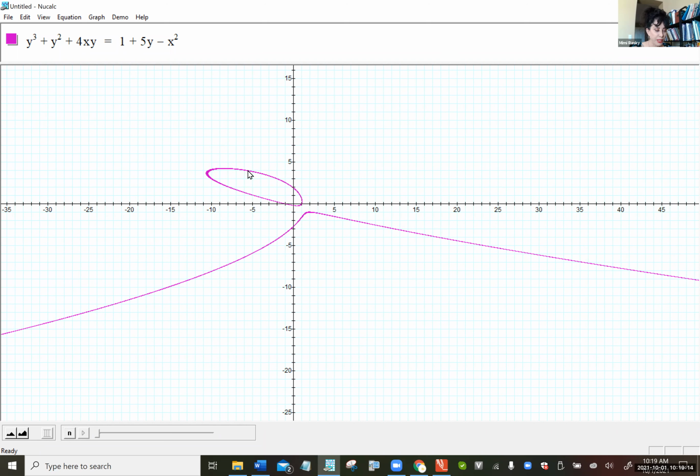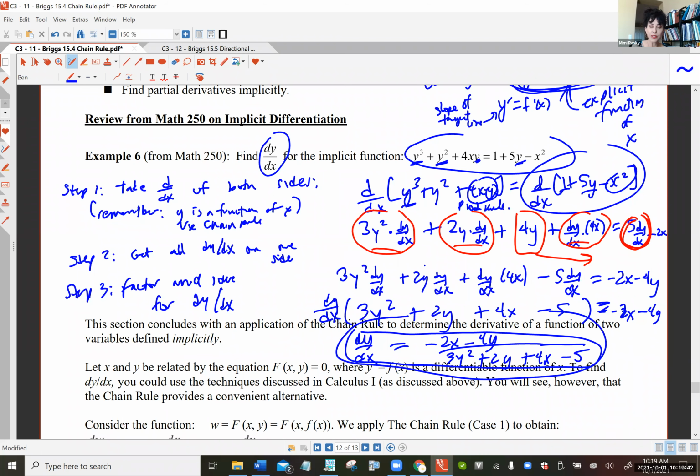pick a point, draw a tangent line to that point. Hey, there's a point, draw a tangent line. What's its slope? Well, if you get the coordinates of that point, which looks like it's going to be negative 7, 4 or something, I'm just eyeballing it, and plug them into that dy dx formula we just got, which is pretty hellacious, that would give you the slope of that tangent line that I just drew to that graph.